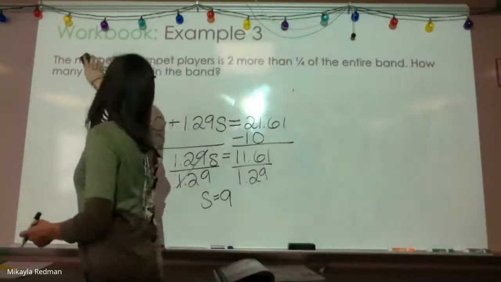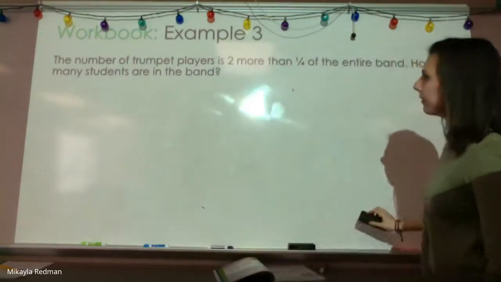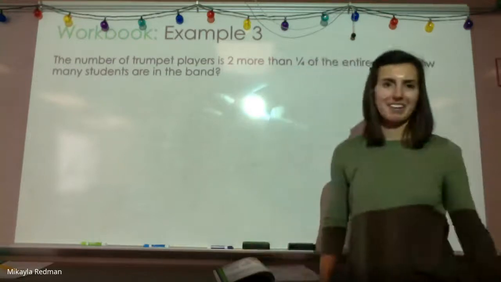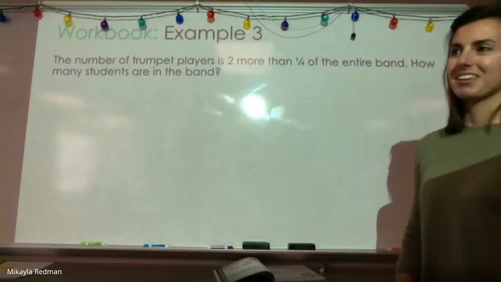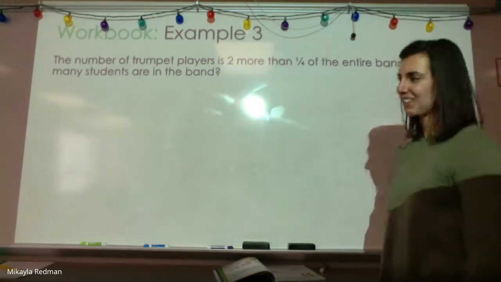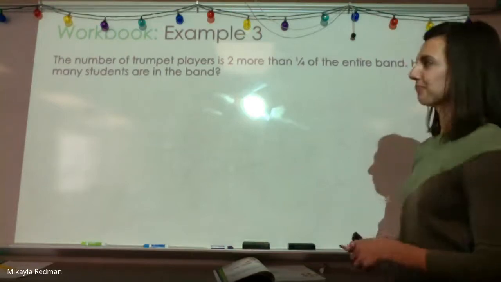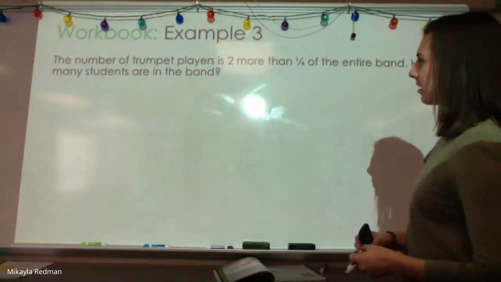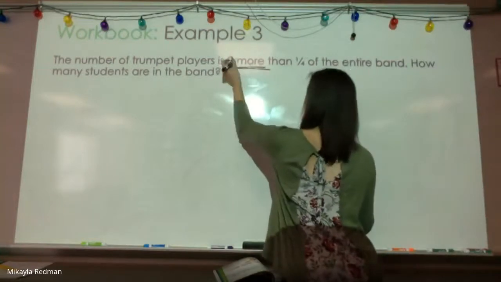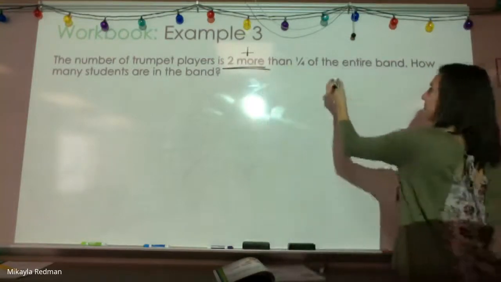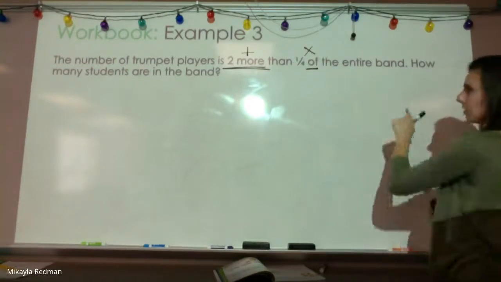Example 3. The number of trumpet players is 2 more than a fourth of the entire band. How many students are in the band? So these are the lovely, interesting word problems that you wouldn't really ever see in real life, but they like to throw on there just to basically make a riddle out of words, I think. So the number of trumpet players is 2 more. Remember, more means add. Then a fourth of, remember we said of is multiplication, a fourth times the entire band.